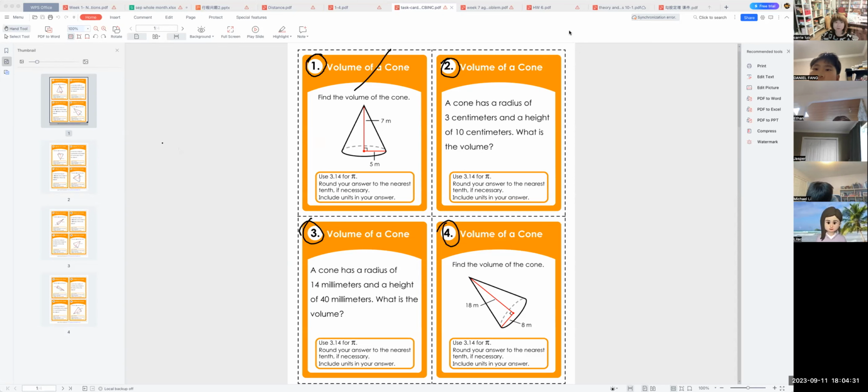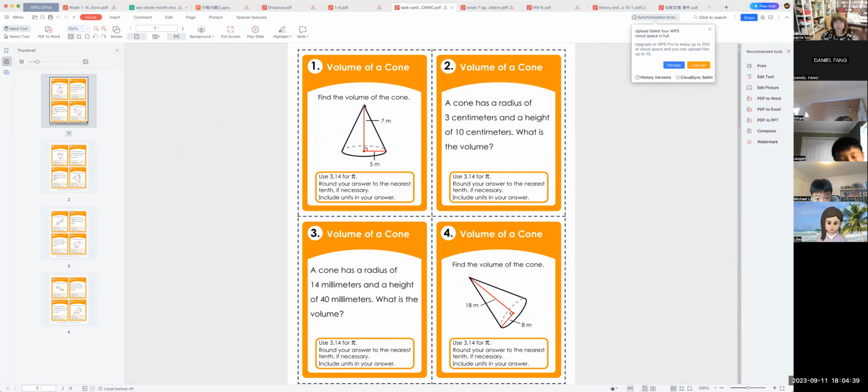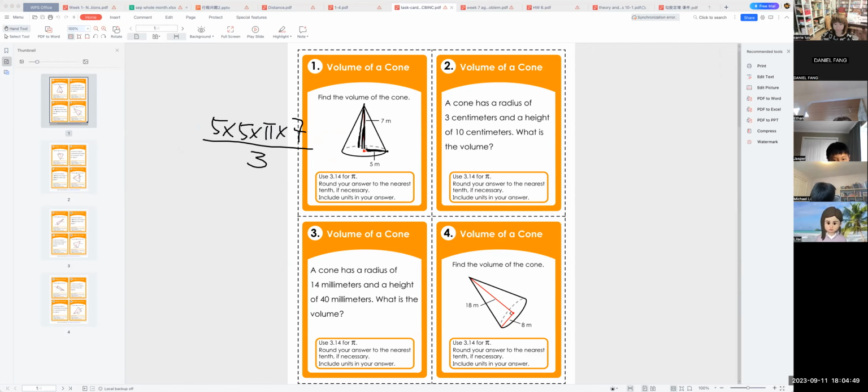Okay, very good. Everybody, I have seen everybody is trying. So let's see this one. The height is 7. This one's 5. So 5 times pi times 7 divided by 3. Okay, everybody, did you get the same thing as me?